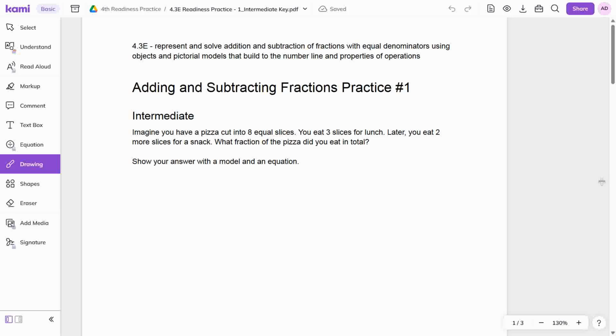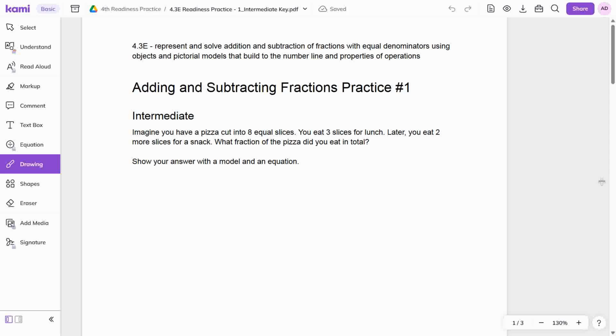Today we are looking at 4.3e readiness practice, adding and subtracting fractions. This is the intermediate version. If you are interested in exploring the proficient or the advanced versions of 4.3e, or for looking at the readiness practice resources aligned with any other standard, you can find those by using the link in the video description.